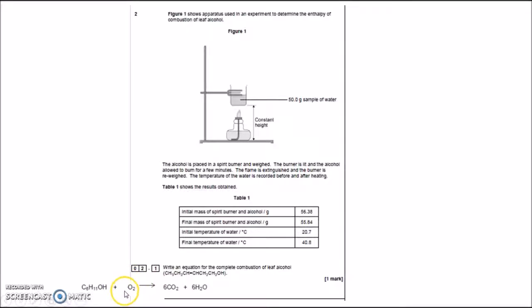So I want a number here that multiplied by 2 gives 17. So the answer is going to be 8.5. 8.5 oxygens. Let's just check again. 6 C's, 6 C's, 12 H's, 6 times 2 is 12 H's. 1 add 8.5 times 2 is 17, 18 O's there. 6 times 2 is 12, add 6 times 1 is 6. Yes, my oxygen's balanced as well.